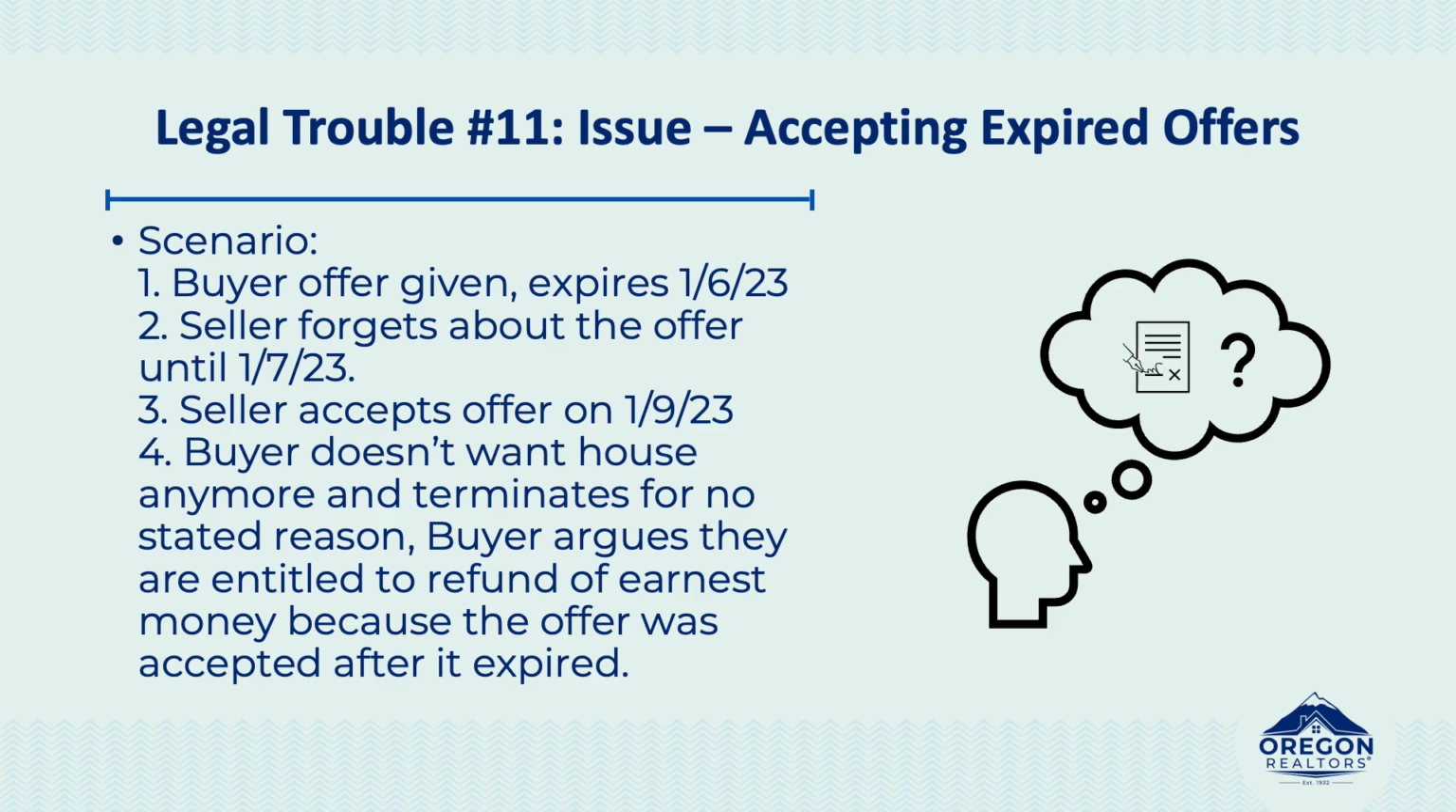The seller forgets about it, doesn't even look at it until the 7th, and then goes, oh, that's a great offer, I accept. On the 9th of January, the seller accepts the offer, and the buyer just kind of shrugs and goes along with it because they didn't have a better offer on the house at that time. They didn't have any other choices. They're like, oh, it's good enough. So they just move forward with it and they're happy with it.